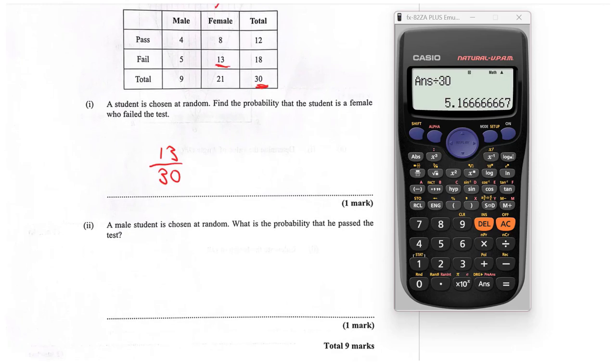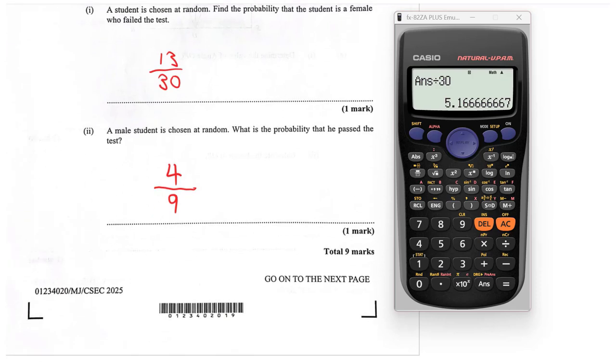Now let's look at part 2. It says a male is chosen at random. What is the probability that he passed the test? Now, notice it never states that a student is chosen at random. It says a male is chosen at random. So therefore, the total amount of males is 9, so the denominator is going to be 9. And we need to find the probability that he passed the test. So it's going to be 4 over 9. Right? Let's move on to the next question.